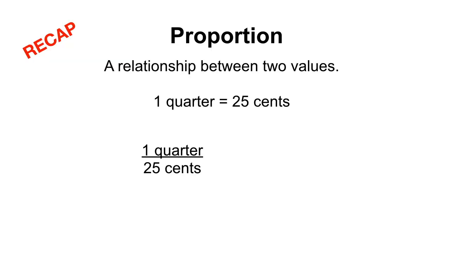Okay, so just once again, remember a proportion is simply a relation between two values. So if we thought about a quarter being equal to 25 cents, the relationship or the proportion would be written as 1 quarter over 25 cents. And then if you wanted to know, for example, how many cents there were in 7 quarters, you would write a proportion like this and then solve for x. And the way that you do that is just multiplying across like that and finding the x value.